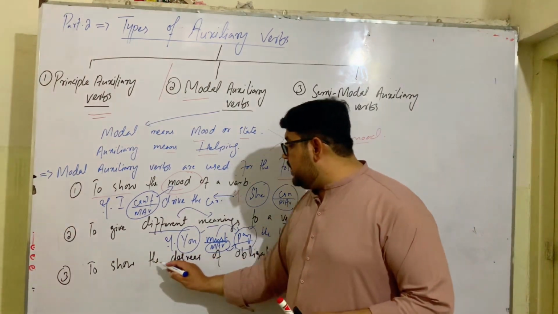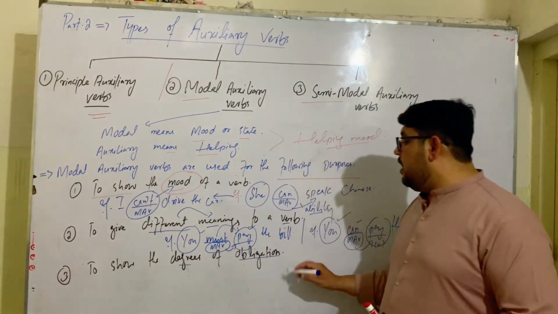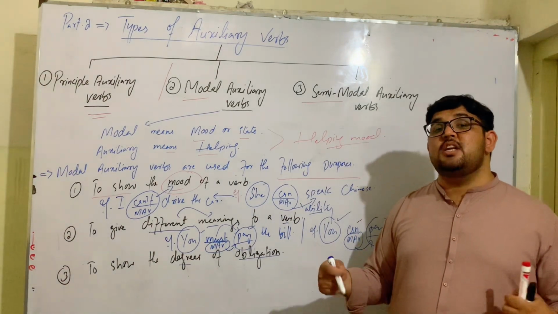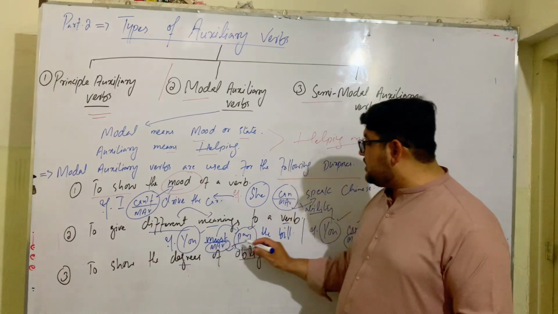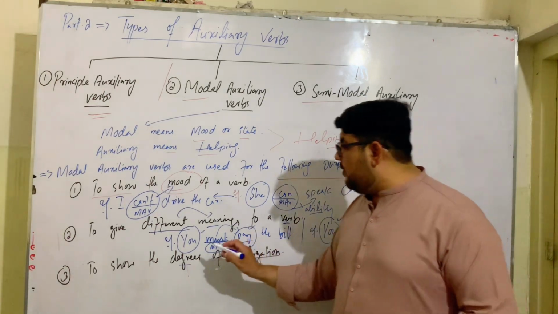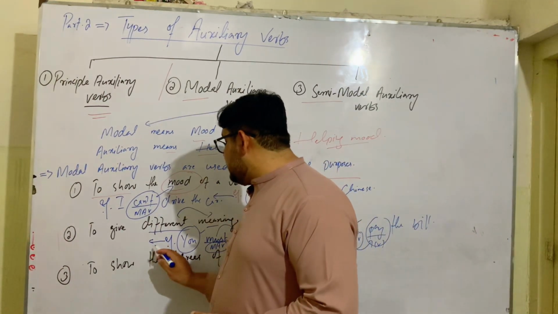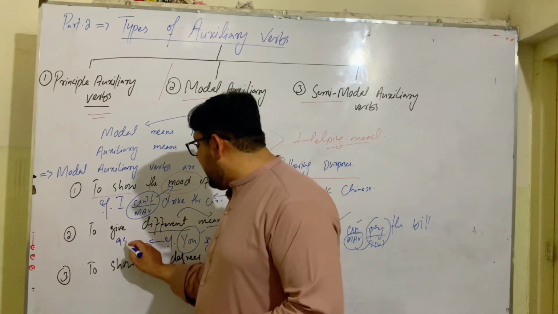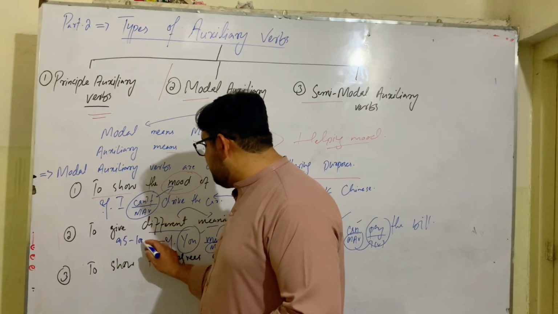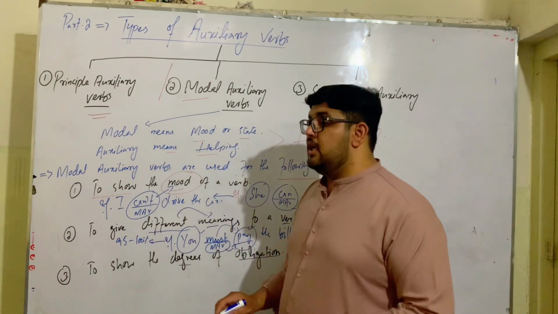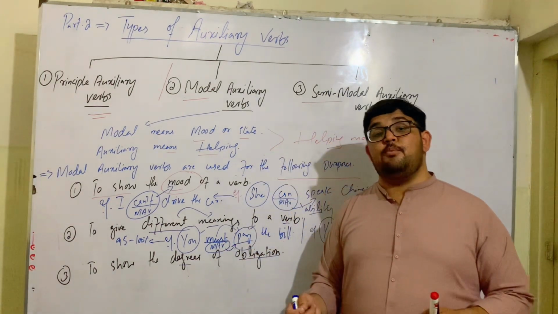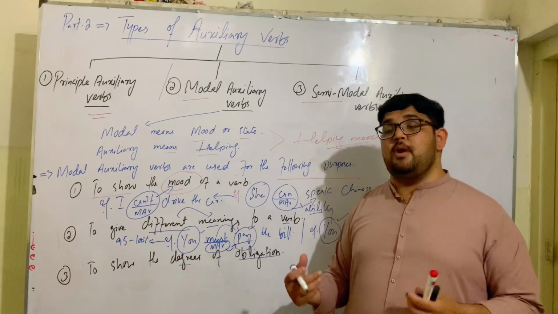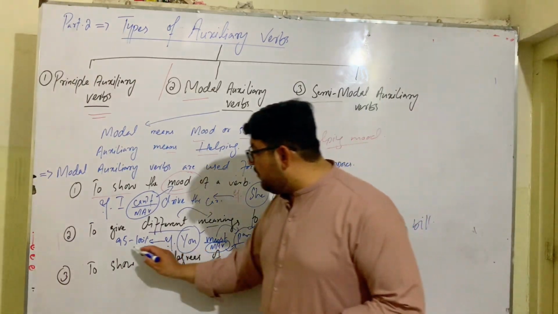Next, to show the degrees of obligation, modal auxiliary verbs have degrees of obligation. Like the same example, if I say you must pay the bill, that is one case, and the subject is 95 to 100% obliged to pay the bill. So that is one degree of obligation.